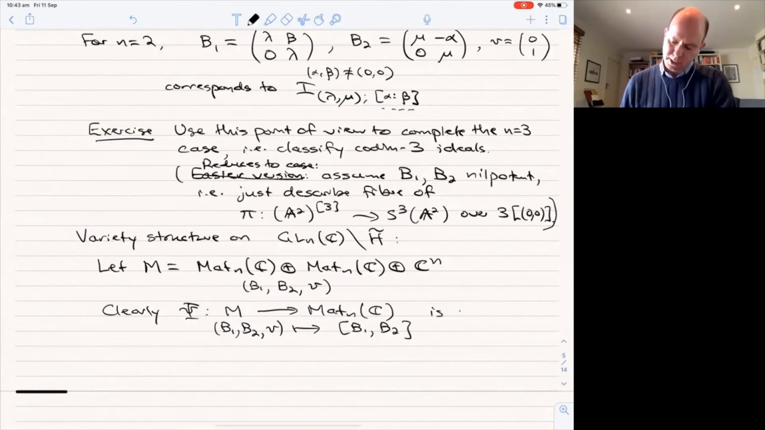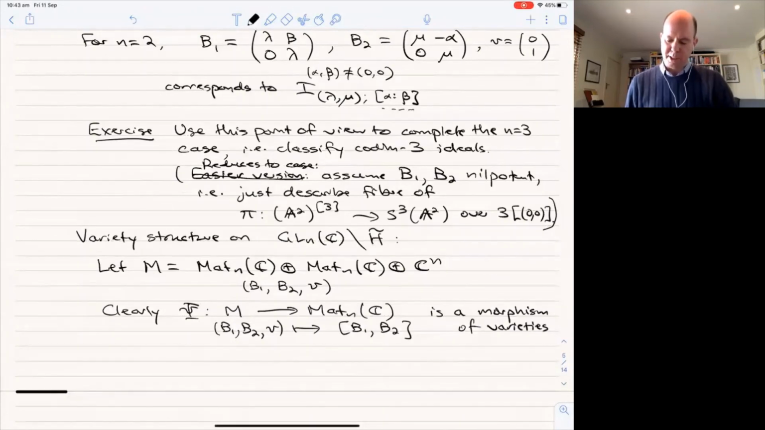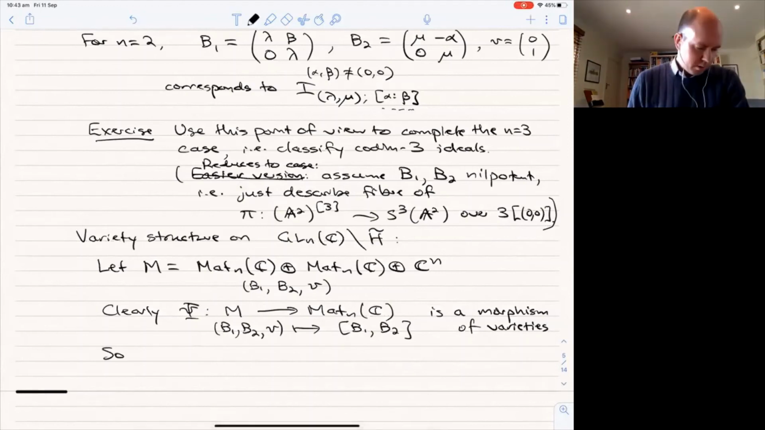And clearly this is a morphism of varieties. These are both affine spaces here, the domain and codomain. So all I'm saying is that this is a polynomial map. Clearly the entries of the matrix which is the commutator of B1 and B2 are polynomial functions of the entries of B1 and B2. In fact, they're degree 2 homogeneous functions of the entries of B1 and B2.